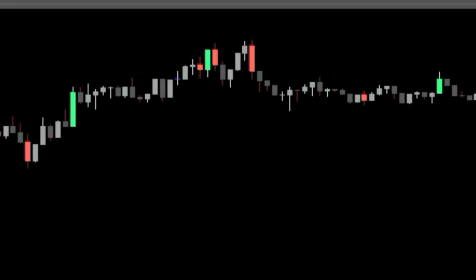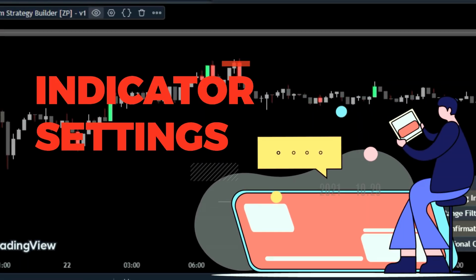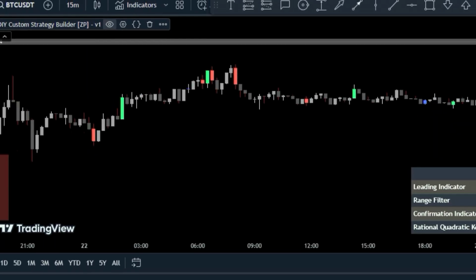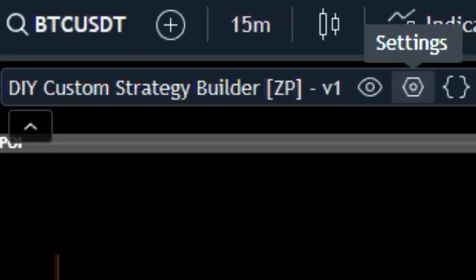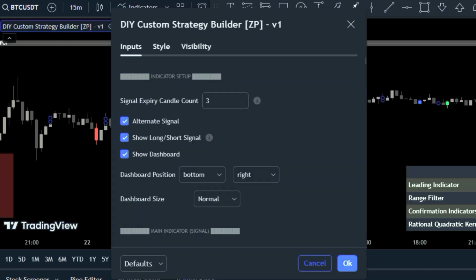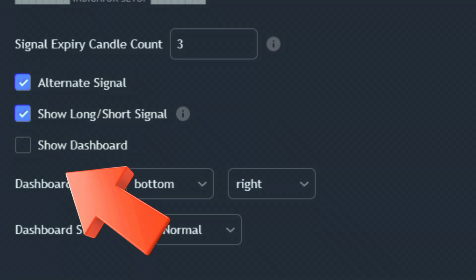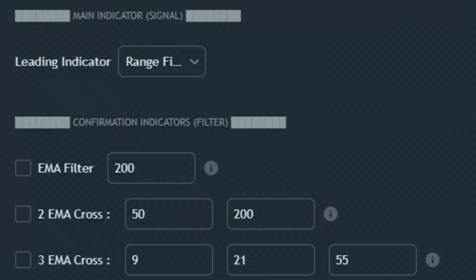It's time to fine-tune our secret weapon, the settings. Pay close attention as we dive into the indicator settings section by clicking on the gear icon. For this strategy, we're gonna choose the unbeatable super trend as our leading indicator. We've got other mind-blowing strategies centered around this powerhouse, so don't forget to check them out after this video. You'll find the link just above.